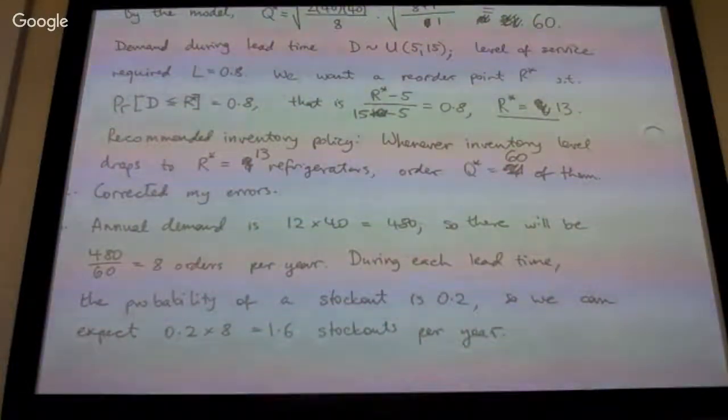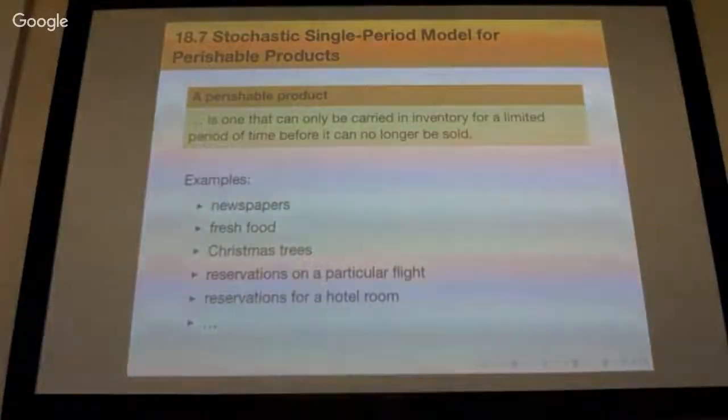What are we doing here? Oh, what are we doing today? We are continuing with stochastic models. And in particular, we're doing this one.